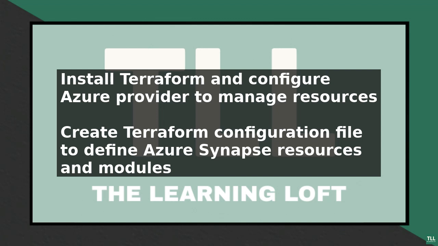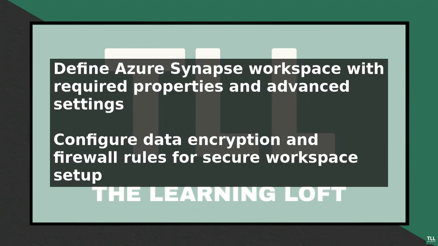First, create a Terraform configuration file to define your Azure Synapse resources, including workspaces, pools, and pipelines. It is essential to organize your configuration into modules to promote reusability and maintainability. When defining your Azure Synapse workspace, specify the required properties such as name, location, and storage account. You can also configure advanced settings like data encryption and firewall rules.